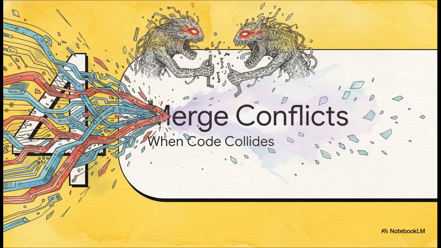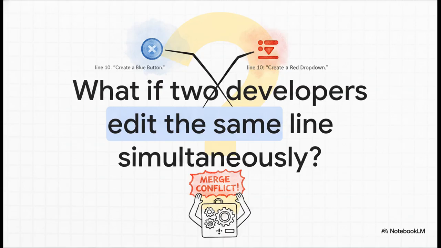Okay, but we all know things don't always go perfectly. Let's talk about what happens when code collides. Picture this scenario. Developer A is working away on their branch, and they change line 10 to say, create a blue button. Meanwhile, developer B is on their branch, and they change the exact same line 10 to say, create a red dropdown. What happens when you try to merge both of those branches? Well, Git will literally pause the operation, throw its hands in the air, and declare a merge conflict. Git is just a machine, right? It has absolutely no idea if the final project is supposed to have a blue button or a red dropdown, so it forces you, the human, to step in and make the decision.